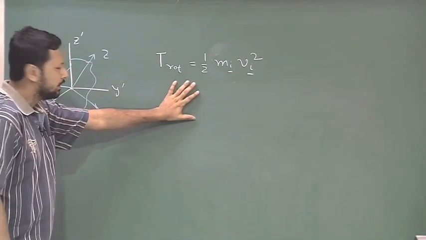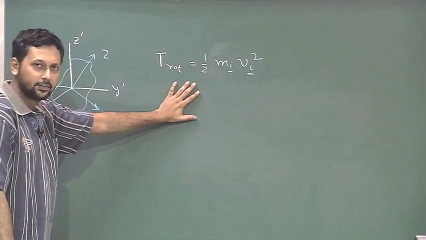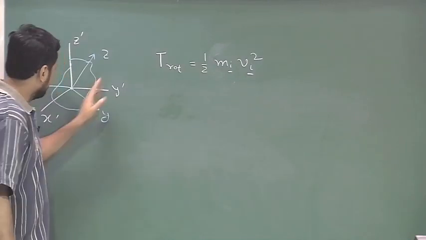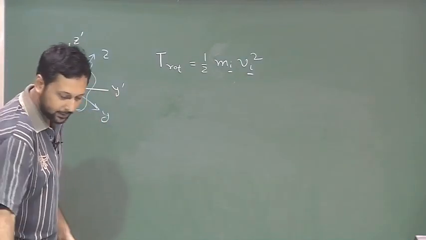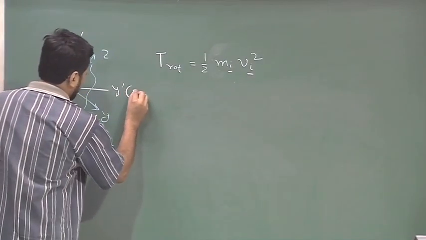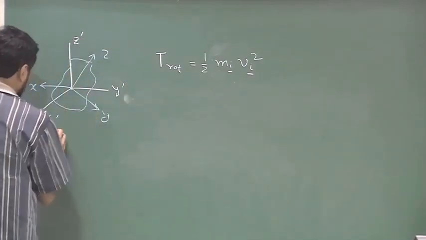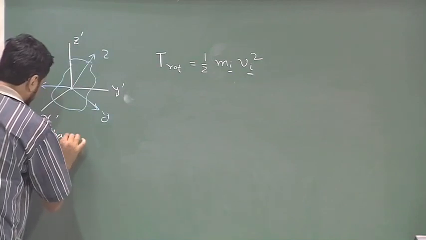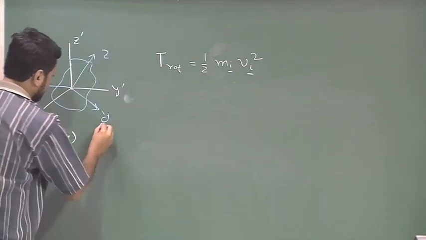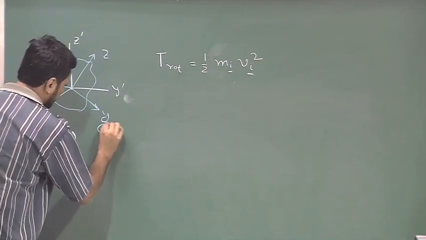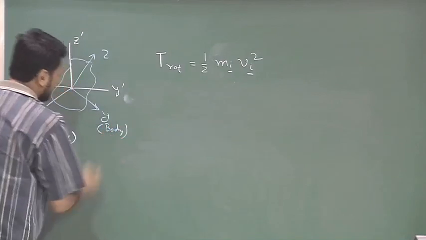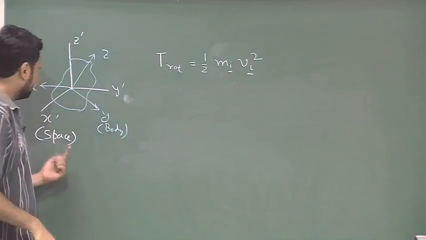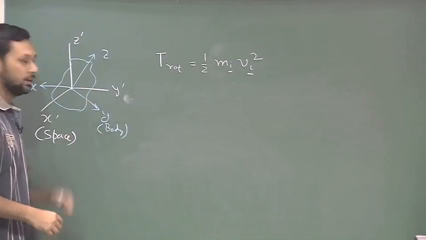Right now, we are writing it in terms of the fixed, or rather the space set of coordinate system. So, just write it here. This is my space set of coordinate system, and the blue one is my body set of coordinate system. Space means fixed in space and body means rotating with the body.